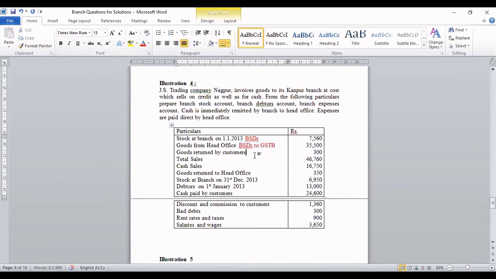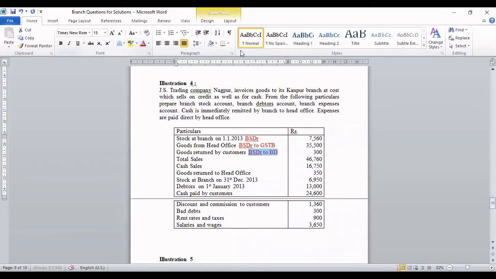Next one. Goods returned by customers. What will be the entry for this? Branch stock account debit to branch debtors account. Exactly. Your stock at branch is going to increase, na beta? So branch stock account debit to branch debtors. Very good.